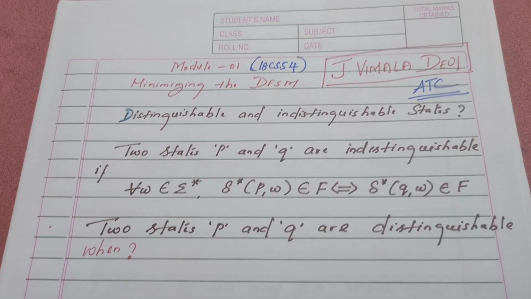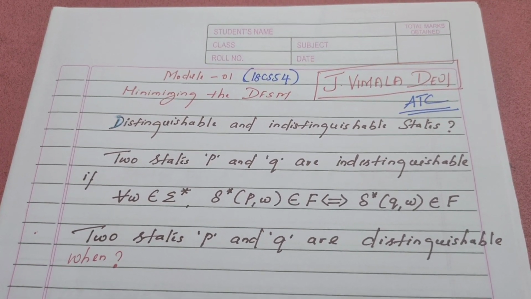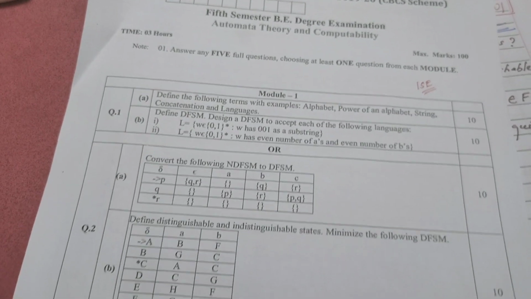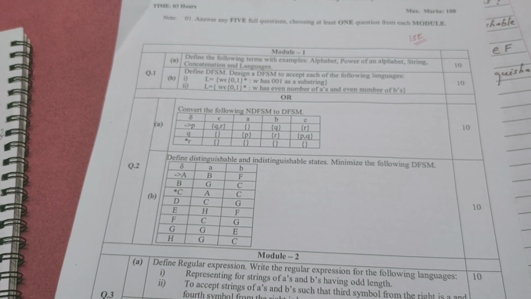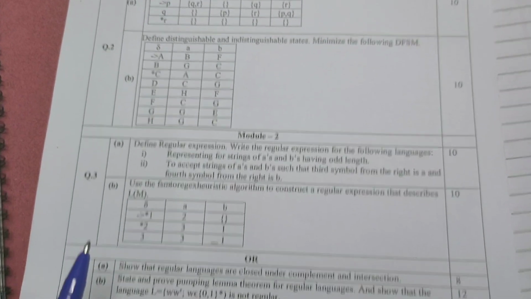This is Vimala Devi. I have two model question papers of ATC. The code is 18CS54. One is released for the ISE department and another for the CSE department, and there are module-wise questions. I already started solving these questions module wise.